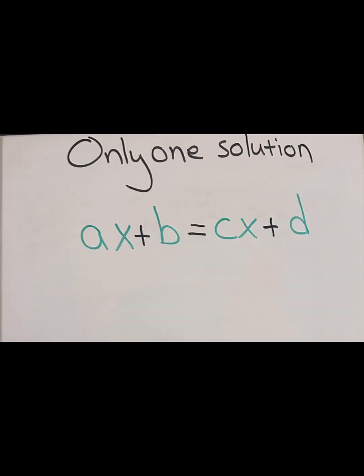So an equation with only one solution, the only thing that will be the same in these types of equations will be the variable. The coefficients, which are represented by A and C, will be different. Also, the constants, which are represented by B and D, will also be different.